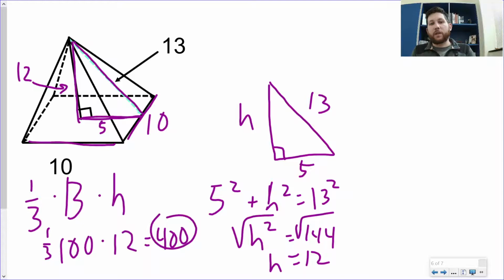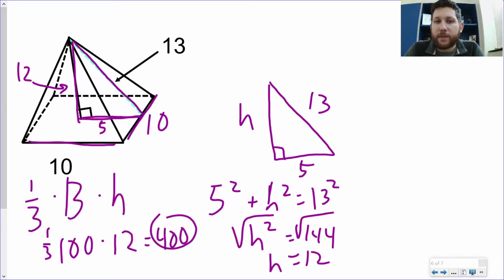So just be on the lookout if you run into some problems with slant height. There are ways to solve for the regular height given the slant height. But largely, a couple key takeaways. The formula is 1/3 base times height. It's derived from your volume of a prism, which is base times height. And you want to make sure that your base is the area.